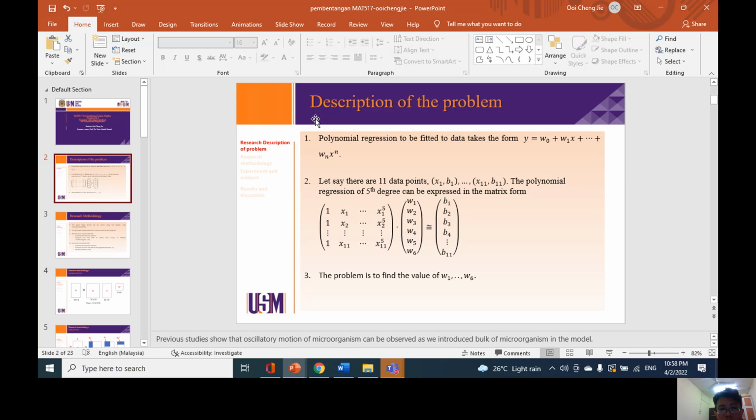In the first point, the polynomial regression to be fitted to data takes in this form. You can see it goes up to the n. N means the data point. Let's say you have 11 data points, there will be 11. And you can express this polynomial regression in the matrix form. And the problem is to find the value of W1 all the way up to W6, the middle one.